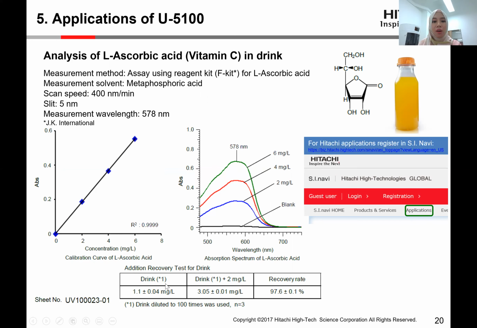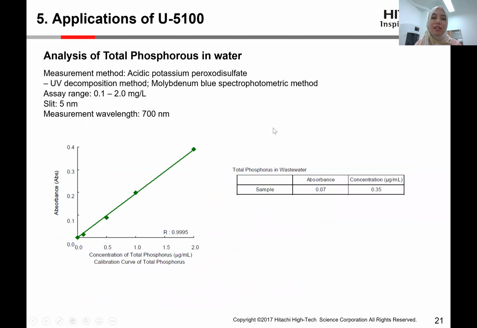After that, you check your recovery test for this vitamin C. Here you have 1.1 milligram per liter. After that, you put the 2 milligram per liter concentration in there. Now the number rises to 3.05 after you check using our system. The recovery rate is around 97.6, which is a perfect recovery. It's really high. And then you can check the concentration, of course.